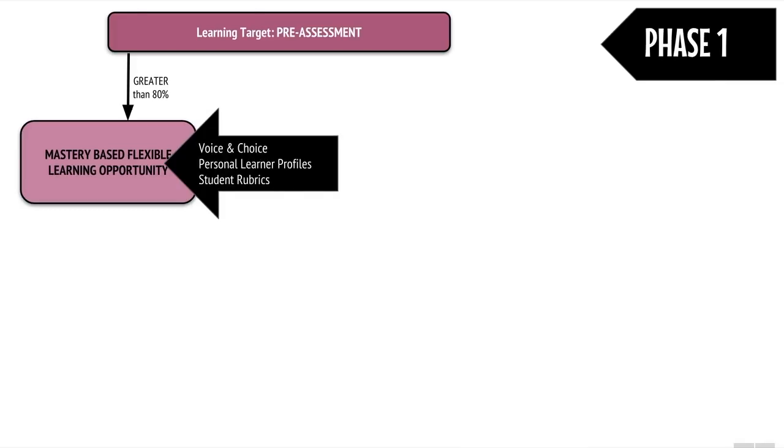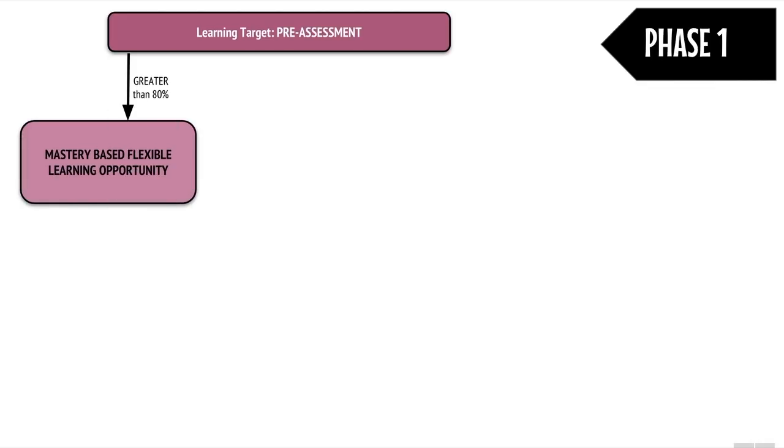Now this is where voice and choice lives for kids. This is where the teacher would pull up Emily's personal learner profile and they would see, gosh, she's a kid who really loves to read and write and draw and does art. I wonder if we could create an opportunity for Emily to express her learning in a way that taps into her interests and the things that she's naturally drawn to. In this phase of the learning, this is also the place where student rubrics or checklists would live. All of those pieces and parts of learner-centeredness exist in this phase of the learning.